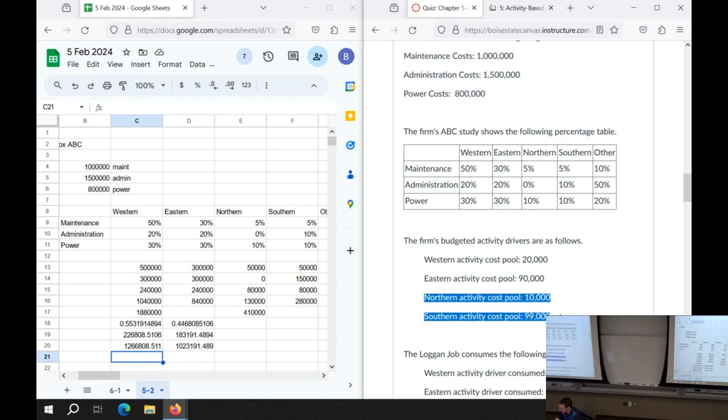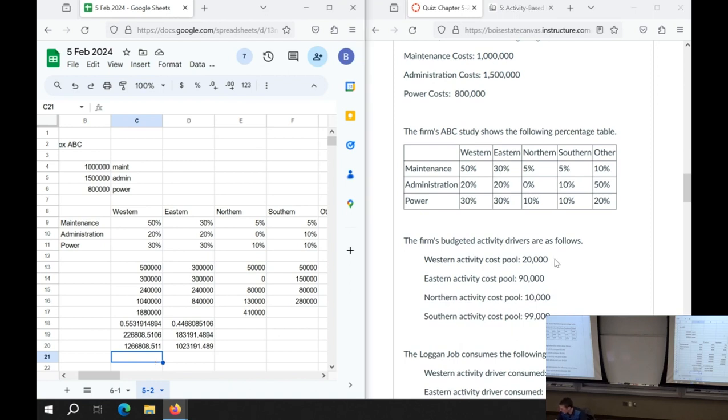We can ignore these 2. That's the whole point. That's the whole reason why we would do approximate ABC. So we don't have to track a northern activity or southern activity. Don't have to trace it. Don't have to put it in the system. Don't have to pay accountants to be auditing it or checking it at close, making sure it all ties. That's where the benefit of this method comes.